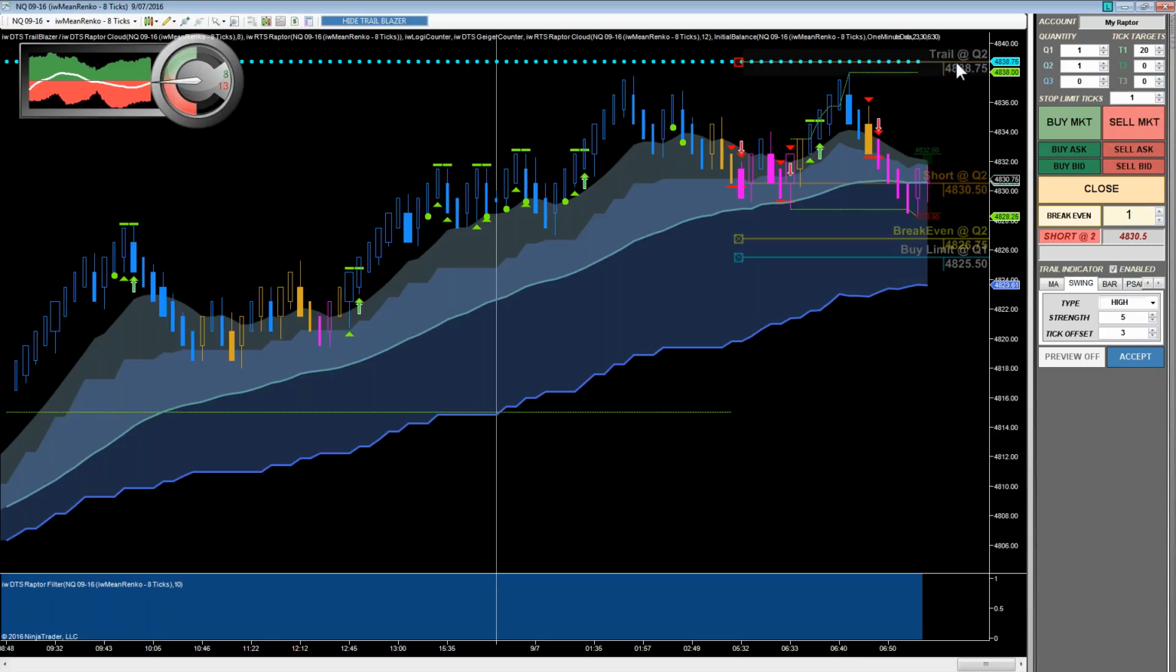I automatically have my stop. I'm running an auto break even. You can turn this feature on and off if you like. And I also have my profit target, all automated. So I've got two contracts. I'm going to take profit on one in 20 ticks.